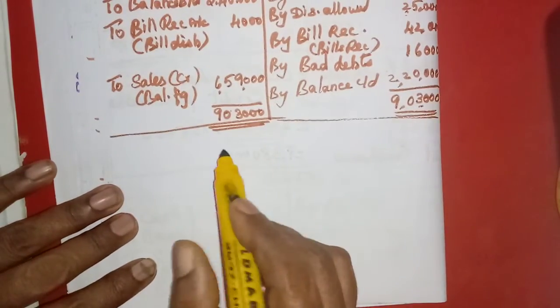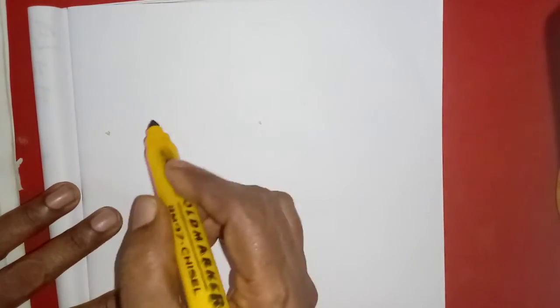Now the next account, we will do in the next page. Both are related, no? So we will do it in the next page. Bills payable account.